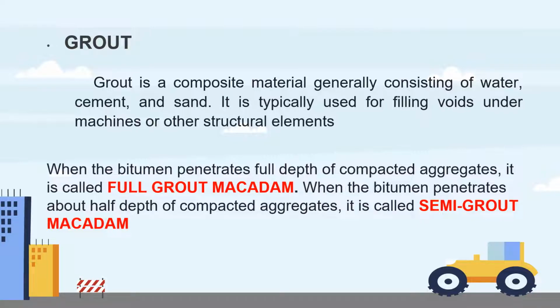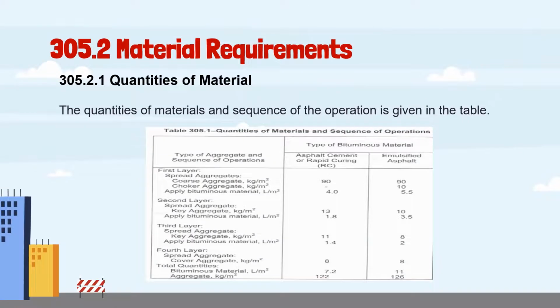Next is 305.2 Material Requirements. 305.2.1 The quantities of material. The quantities of material and sequence of the operation are given in the table. The following are the types of aggregates and sequence of operation. We have here in the first layer: spreading aggregates, coarse aggregate, choker aggregate, applying bituminous material, and so on to the second layer to the fourth layer.